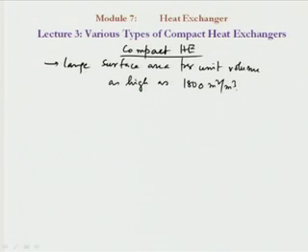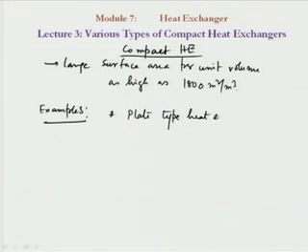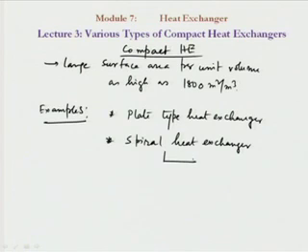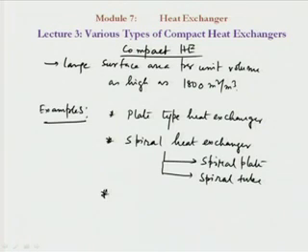Typical examples of compact heat exchangers are plate type heat exchangers, then spiral heat exchangers, which can have two divisions: one is called spiral plate and the other spiral tube. Also we have seen previously the finned tube heat exchanger, and so on. It can continue like that.